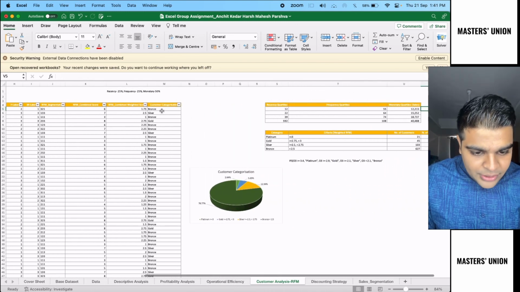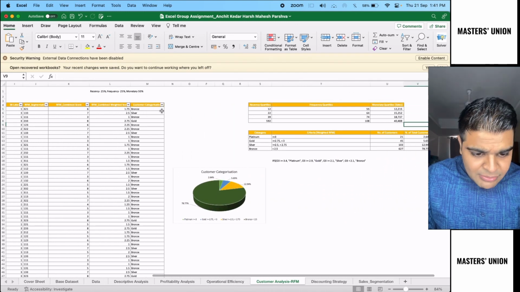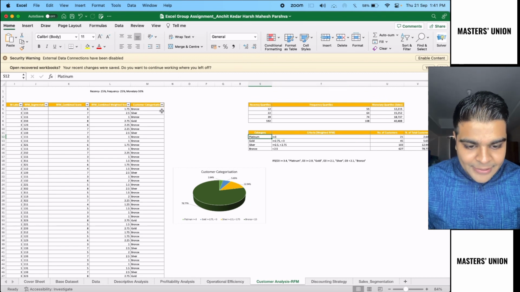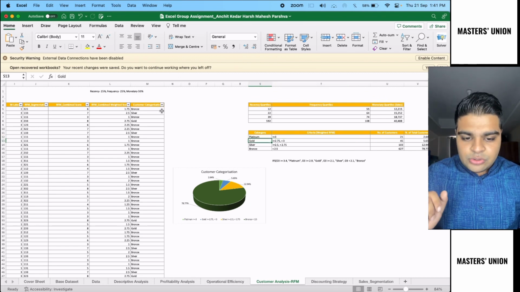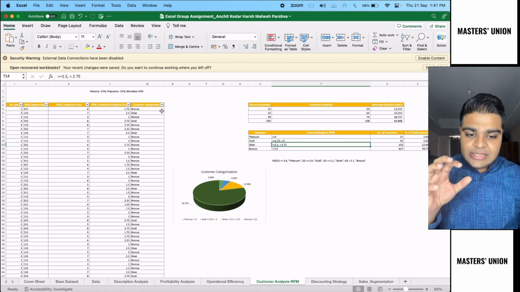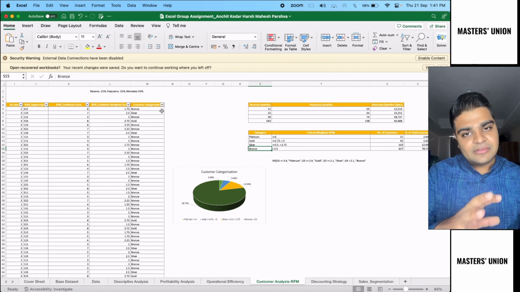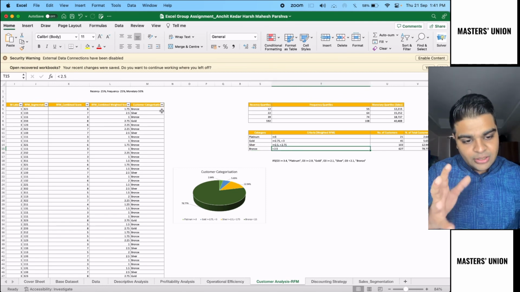So as you can see over here, how we have done this is basically, if your weighted RFM is greater than or equal to 3, then you will be awarded a platinum category. If it is between 2.75 to 3, you will be awarded a gold category. If it is between 2.5 to 2.75, you will be awarded a silver category. And if it is less than 2.5, you will be awarded a bronze category.